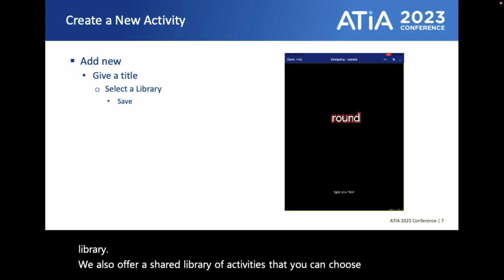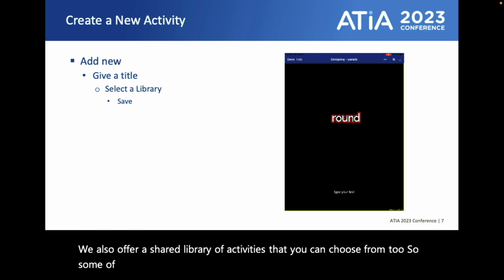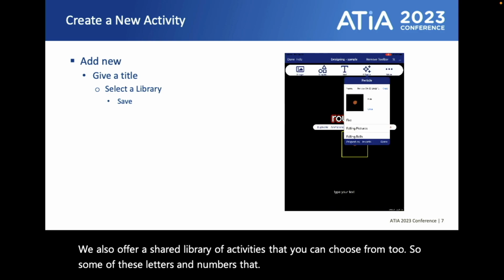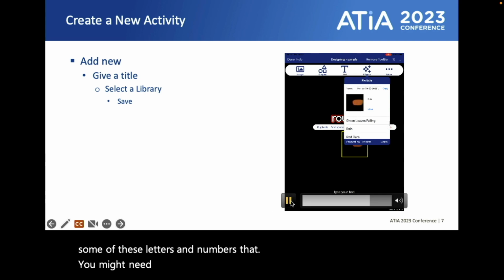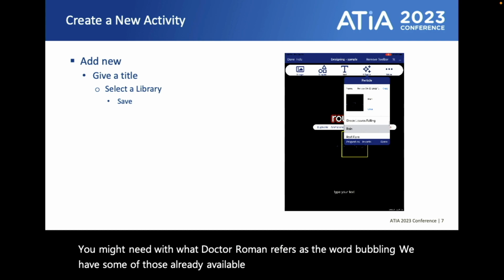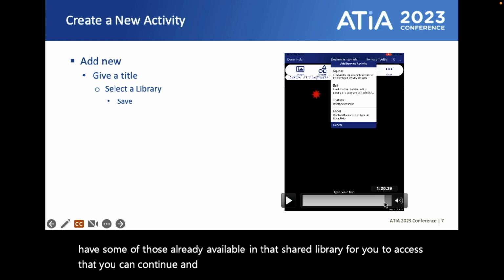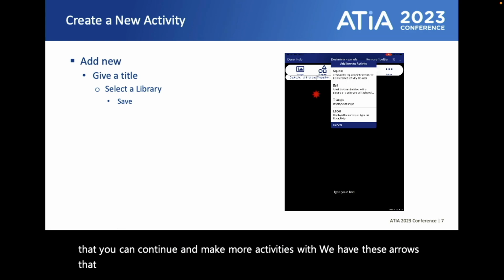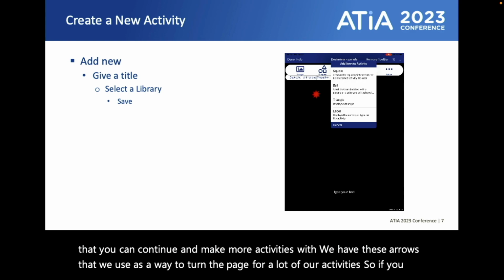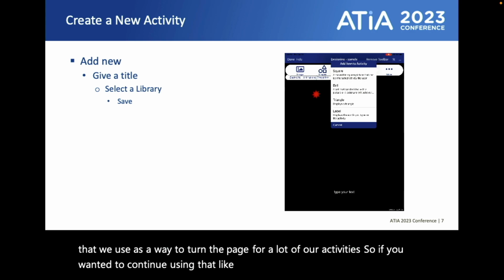So some of these letters and numbers that you might need with what Dr. Roman refers to as the word bubbling, we have some of those already available in that shared library for you to access that you can continue and make more activities with. We have these arrows that we use as a way to turn the page for a lot of our activities. So if you wanted to continue using that next arrow to turn pages from one activity to the next, you can use that as well.